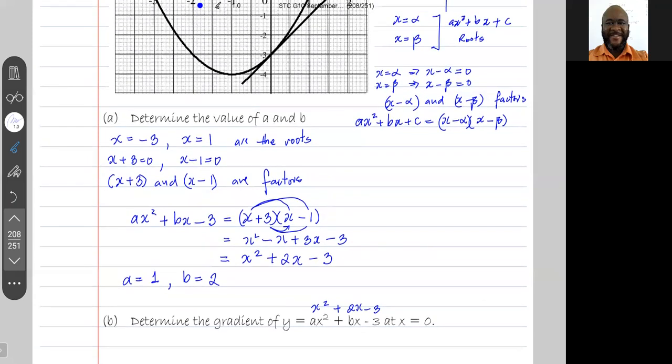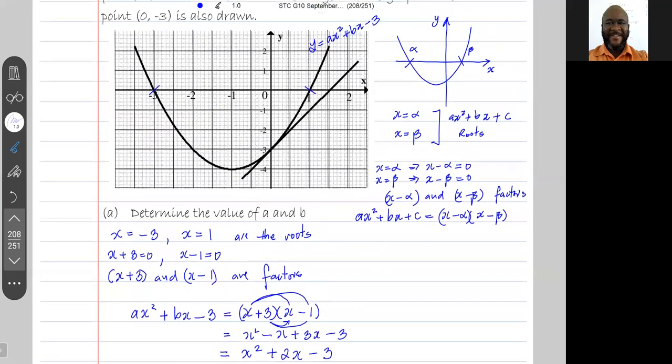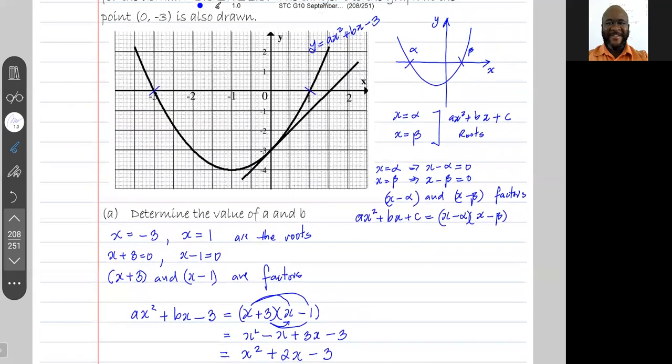Now, the first thing we need to do is identify the point on the graph where x is 0. Remember, the y-axis is the line x is equal to 0. The y-axis meets the curve at this point. So guys, that is the point on the curve where x is equal to 0. Now, the tangent to the curve at that point is already drawn. What we are asked to do now is to determine the gradient of the curve at that point.